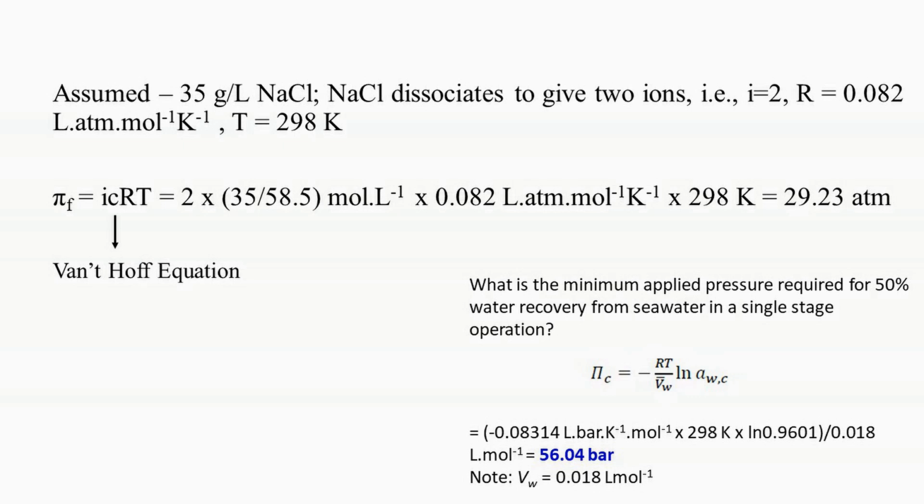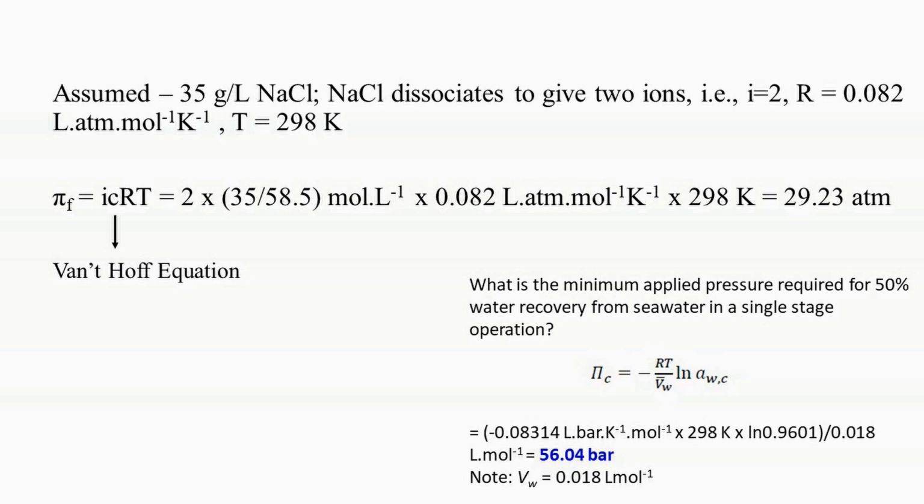Pi is equal to iCRT. So I take 2 times 35 divided by 58.5 moles per liter, multiplied by the R value, which has the units of liter atmosphere per mole per Kelvin, which is 0.082, and I'll multiply by temperature. And if you do this, you get a value of 29.23 atmospheres, which is approximately the osmotic pressure of seawater.